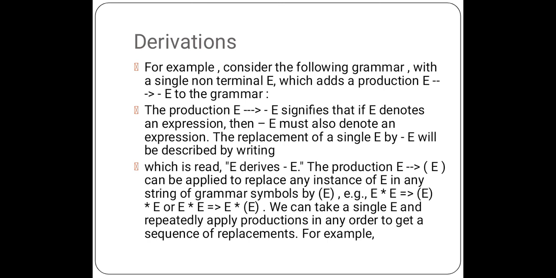During the replacement process, we have two options here. Either we replace E with minus E, or we replace E with nested parenthesis, and then keep on replacing these things. Finally we derive the string, whatever input string we have to derive.